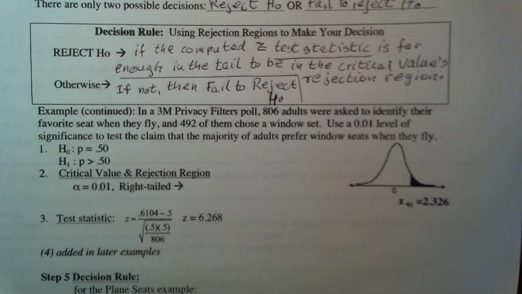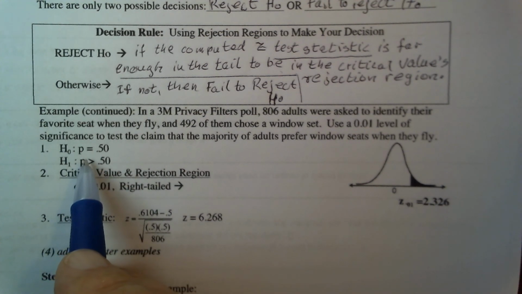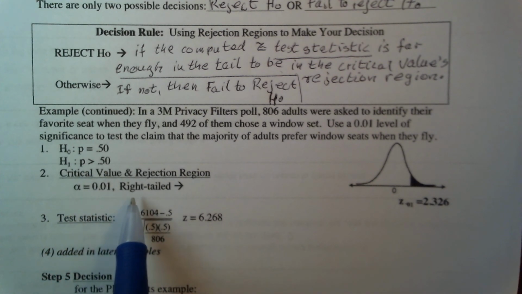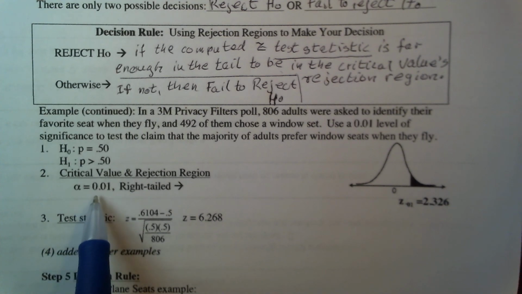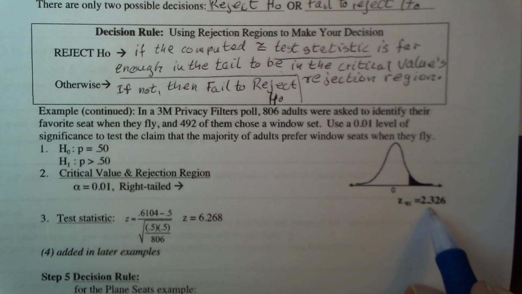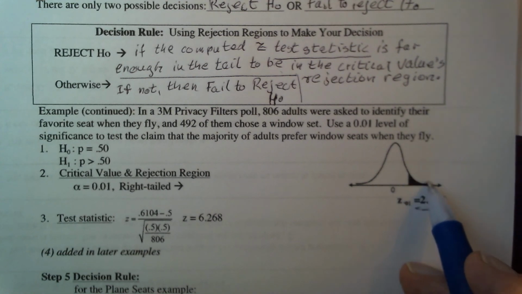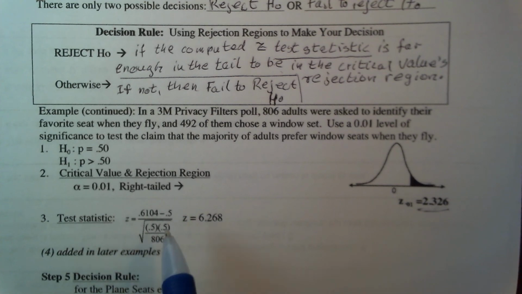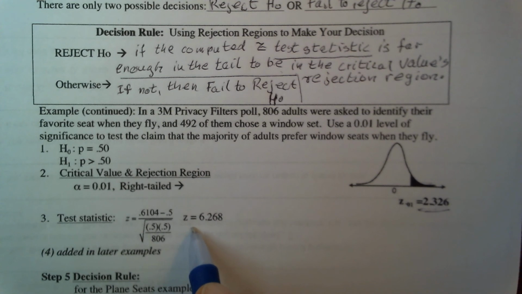So let's go back to our example. The null hypothesis was p equals 0.5. The alternative hypothesis was p is greater than 0.5. We found the critical value for alpha equals 0.01. It's a right-tailed test, and we found the critical value was 2.326. That's our critical value, and the rejection region extends to the right. And we computed our test statistic as z equals 6.268. That's our test statistic here.